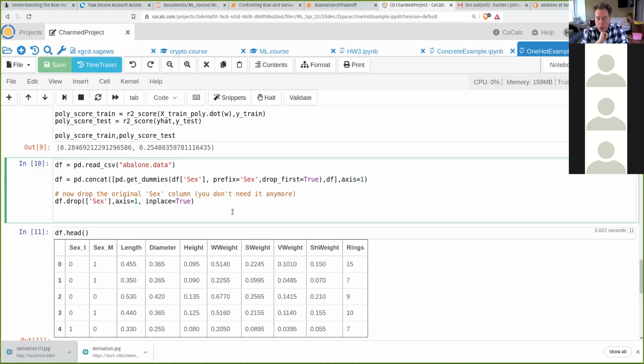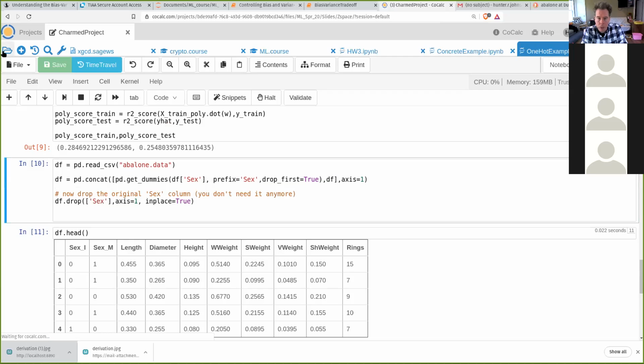Yeah, when you add columns, you increase variance, which can lead to overfitting. We're going to learn tricks for making the variance go down again, but just adding columns increases variance.